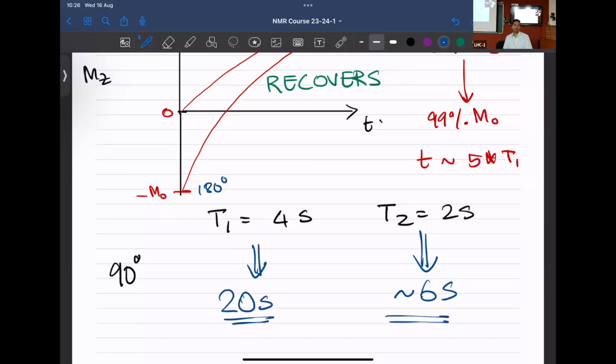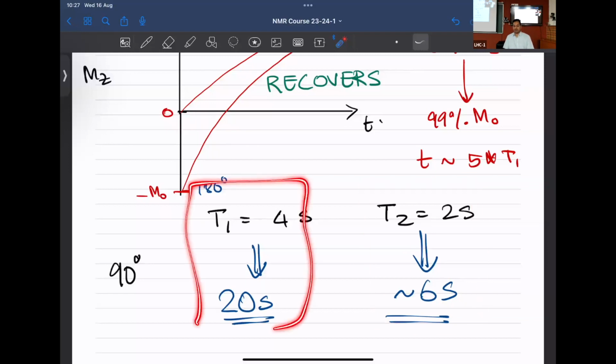20 seconds. These are just example numbers I'm trying to give. So what you guys are able to realize is that the transverse magnetization almost always dies much faster than the longitudinal recovery happens. So there is quite an amount of time present in the middle where we have to just wait, doing nothing.